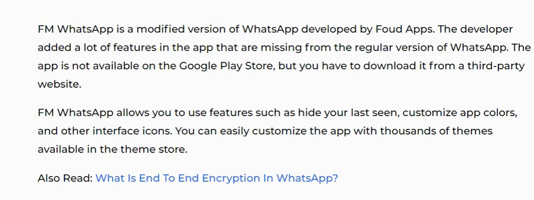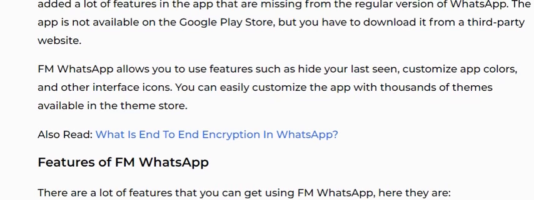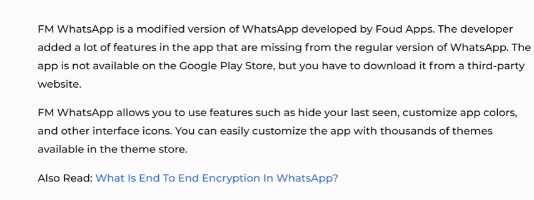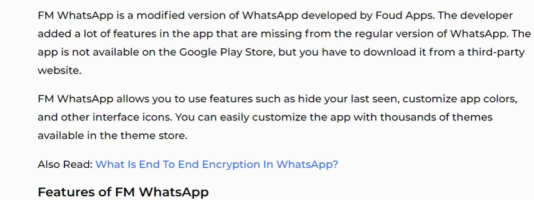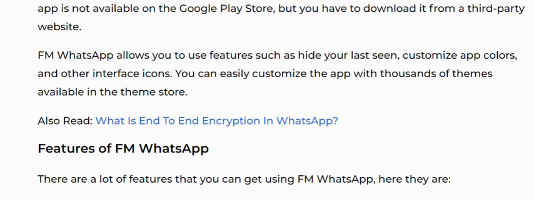FM WhatsApp is a modified version of WhatsApp developed by Fouad Apps. The developer added a lot of features in the app that are missing from the regular version of WhatsApp. The app is not available on the Google Play Store, but you have to download it from a third party website. FM WhatsApp allows you to use features such as hiding your last seen, customizing app colors and other interface icons. You can easily customize the app with thousands of themes available in the theme store.